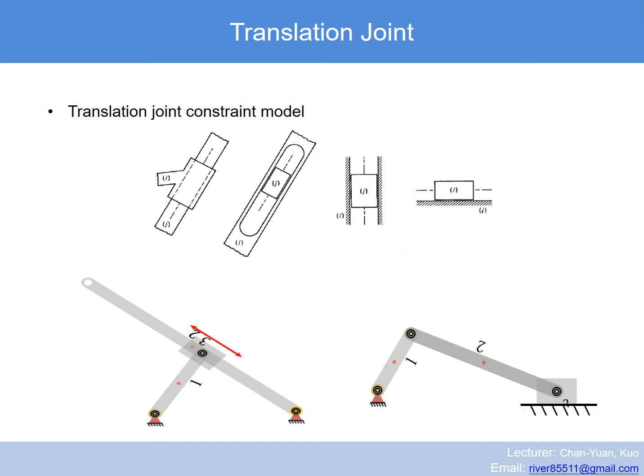In the previous lecture, we have learned how to formulate the constraint equations for revolute joints. In this lecture, we will move on to translational joints.